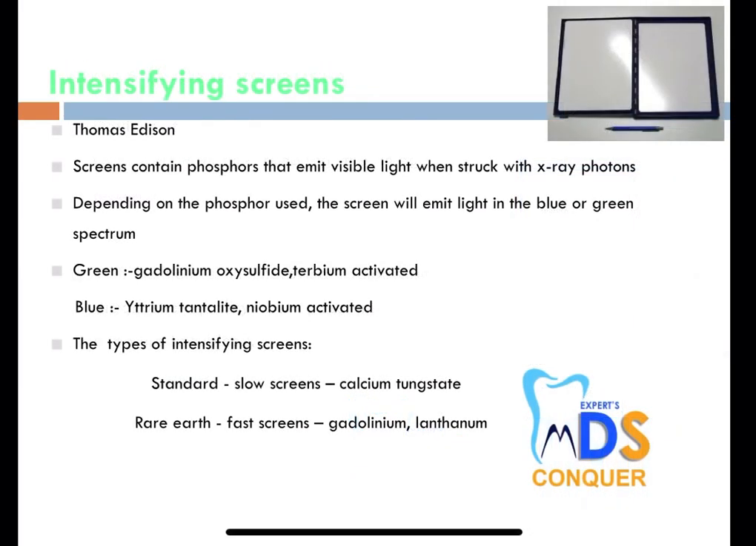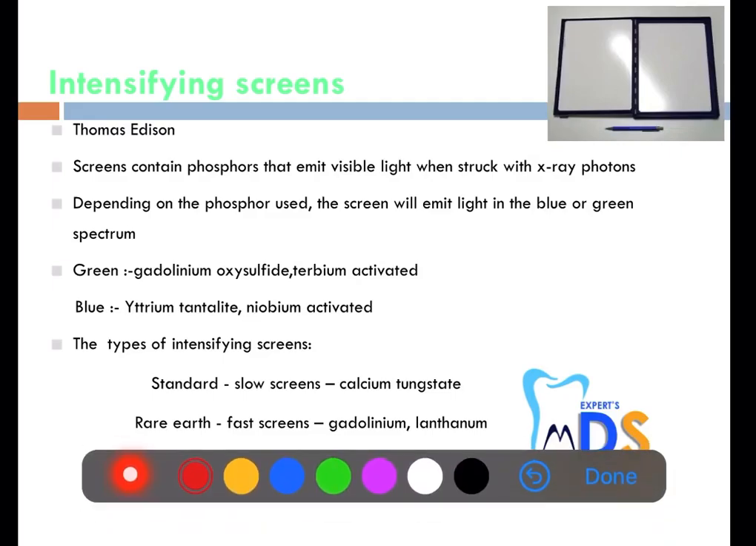Next are the intensifying screens. Intensifying screens are those which emit visible light. They contain phosphors which emit visible light when struck with X-ray photons. Depending upon the phosphor used, the screen will emit light either in the green or the blue spectrum. These are rare earth materials. Green is emitted by gadolinium oxysulfide, whereas blue is with yttrium tantalate.